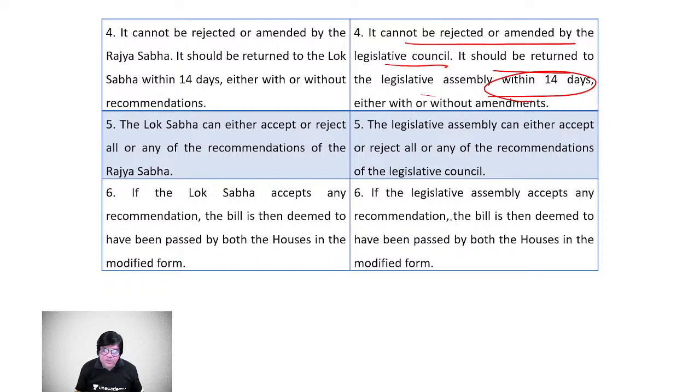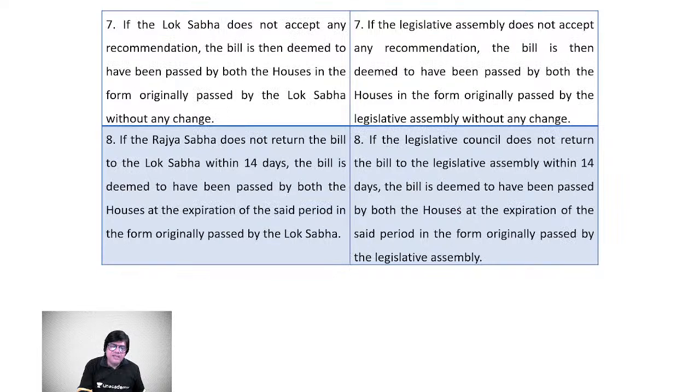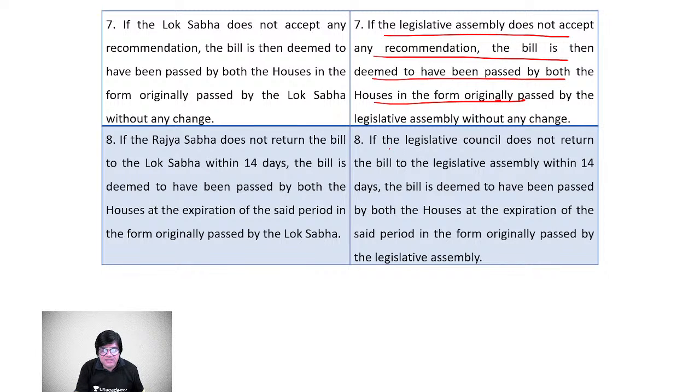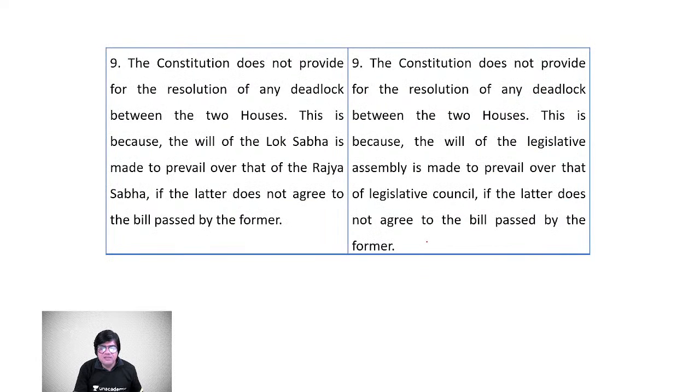And eventually within 14 days, if nothing happens, the bill is deemed to have been passed by both the houses of the state legislature. At the same time, if the Legislative Assembly does not accept any recommendation, the bill is then deemed to have been passed by both the houses, as already stated. If the council does not return the bill to the Assembly within 14 days, then the bill is again deemed to have been passed at the expiration of that period, right?